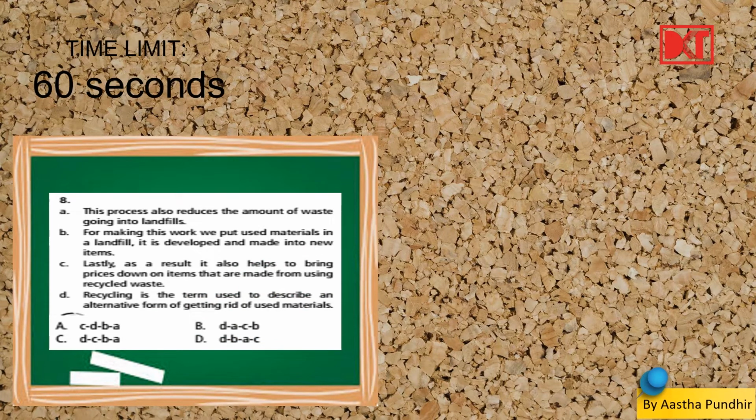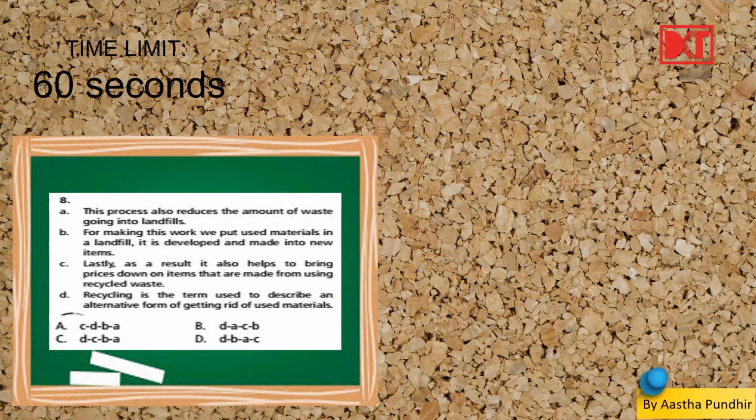Okay, so here we have another one. This one says, this process also reduces the amount of waste going into landfills. Okay, for making this work, we put used material in a landfill. It is developed and made into new items. Okay, see, lastly, as a result, it also helps to bring prices down on items that are made from using recycled waste. And recycling is the term used to describe an alternative form of getting rid of used materials.